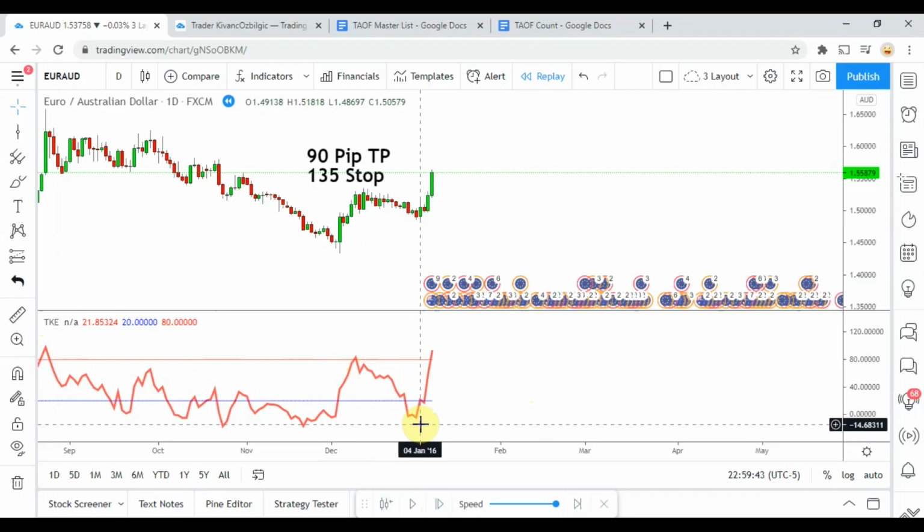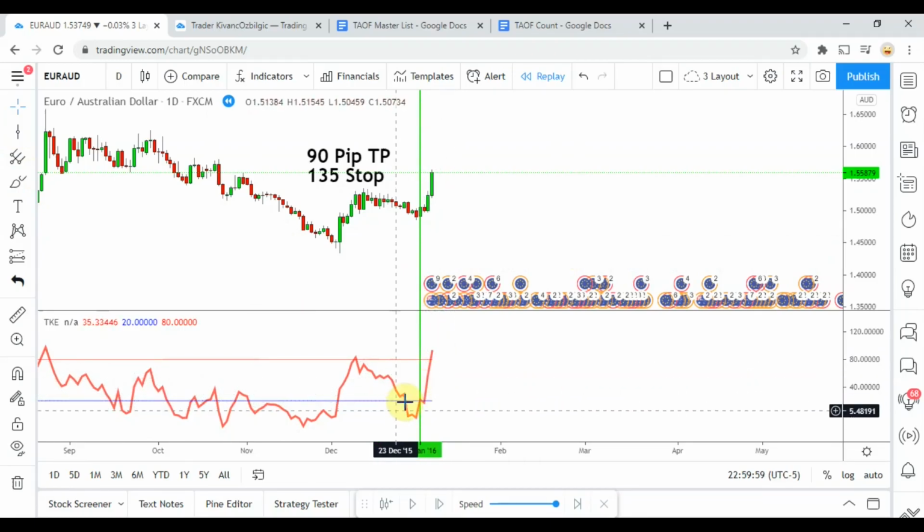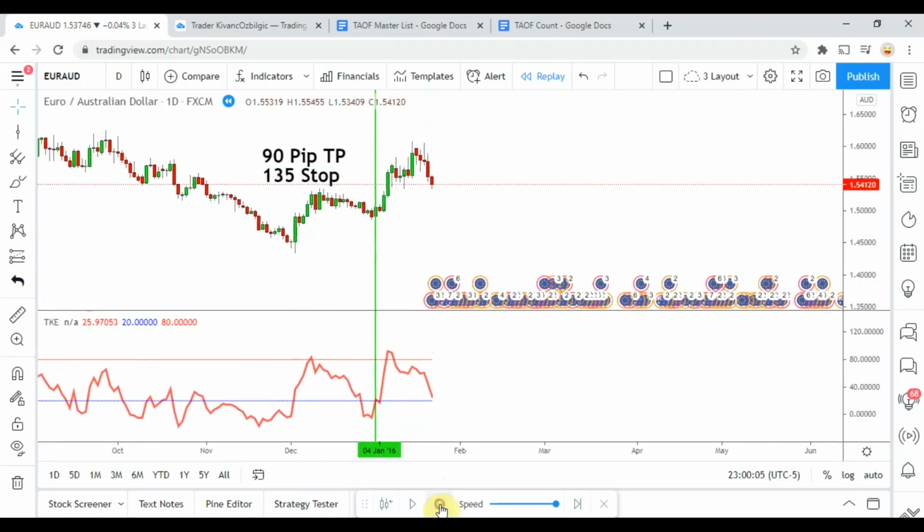Let's see. So we get a cross up above right there on that one. And even though it breaks back down below, that's not a reversal signal. So we would still be in this and we would have gotten to take profit. So, all right, continue on with it here.